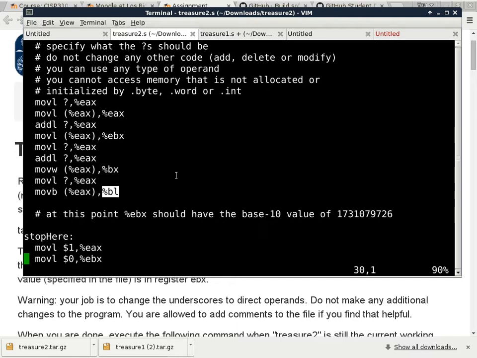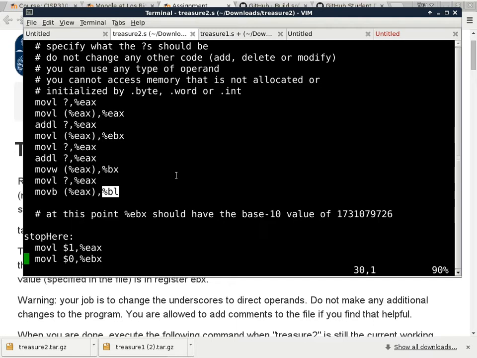So are there any questions about this homework assignment? Yep. The addl instruction is an add instruction. It adds the first operand to the second operand, and it stores the result in the second operand. We touched on that in the previous class too. All right, so that's your second homework assignment, treasure 2.